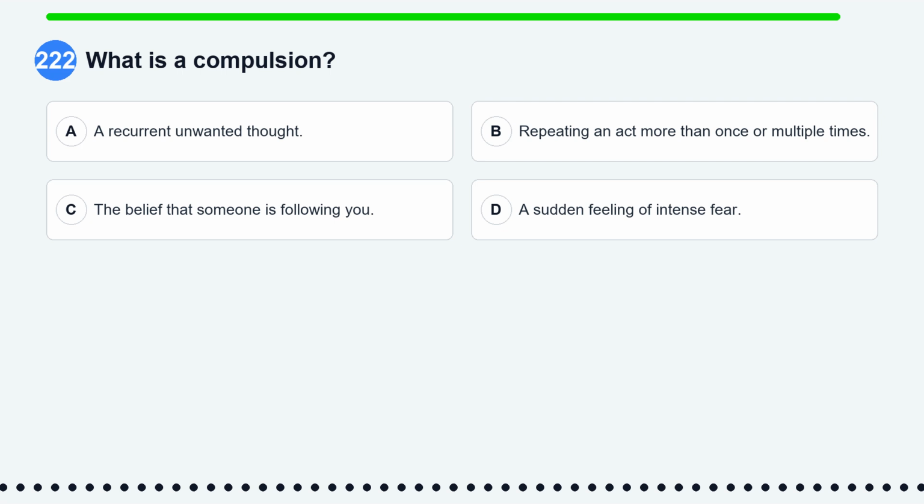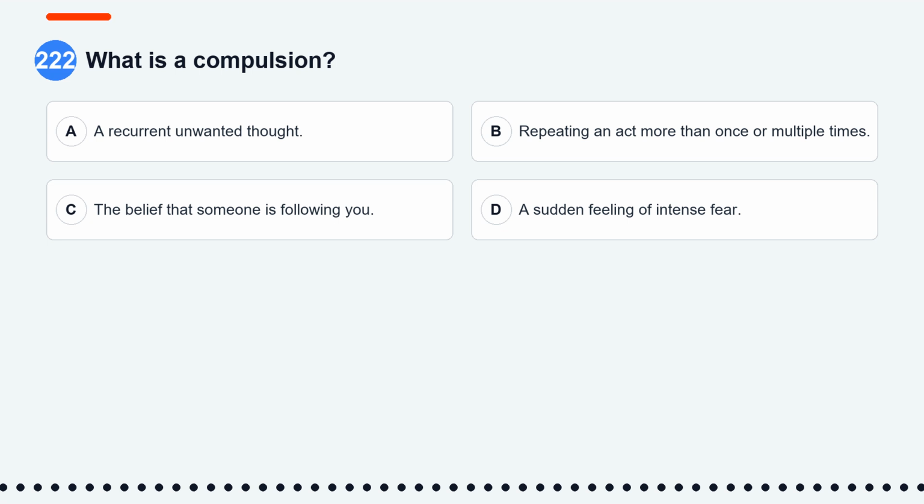Question 222. What is a compulsion? Option A. A recurrent unwanted thought. Option B. Repeating an act more than once or multiple times. Option C. The belief that someone is following you. Option D. A sudden feeling of intense fear.